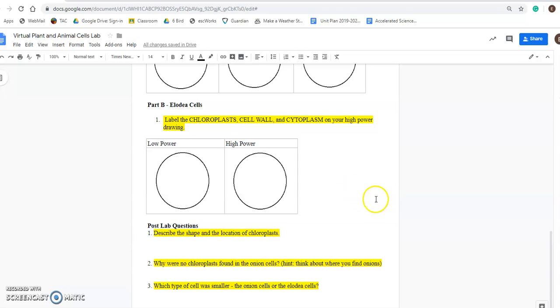This concludes part 2 of your virtual plant and animal lab. Once you complete your worksheet, you can make sure your name and period are on that and turn that into the turn-in drawer.